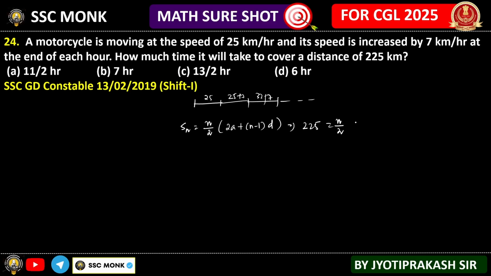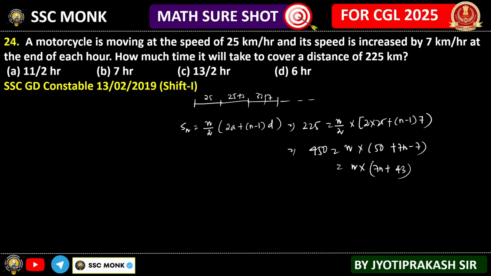Sum is equal to 225. N is unknown. Multiplied by 2 into initial 25 plus n minus 1 into difference 7. Yes or no? Yes. Or I can write 225 into 2 is equal to 450 is equal to n into 50 plus 7n minus 7. Or I can write n into 7n plus 43. Clear? Which is equal to 450. Now n is what?